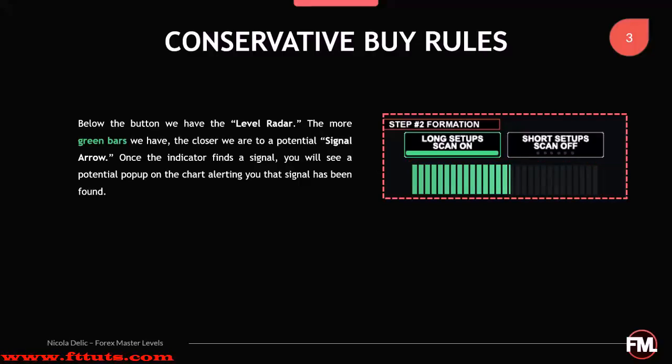But if, for example, you don't see any green bar there, that's just the confirmation saying that the first potential entry point is too far away and it's not going to be reached during the next 2 to 3 hours. So if you want to day trade, it's probably better to move on to the next instrument.